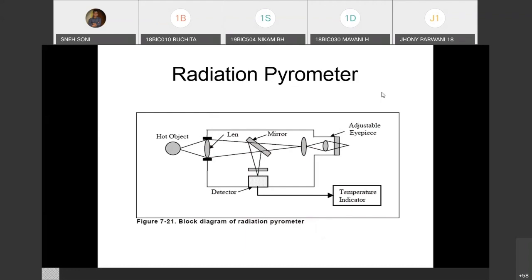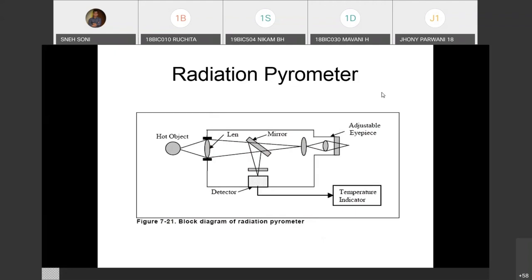See, this is a non-contacting type temperature measuring method, right? You can see that there is a hot object on the leftmost side, and then you have a lens. After the lens, you have a mirror, and on the right hand side you have an adjustable eyepiece. What you are doing is, through the lens, you are adjusting the mirror and generating that reflection on a temperature detector. At the bottom side, you have a temperature detector.